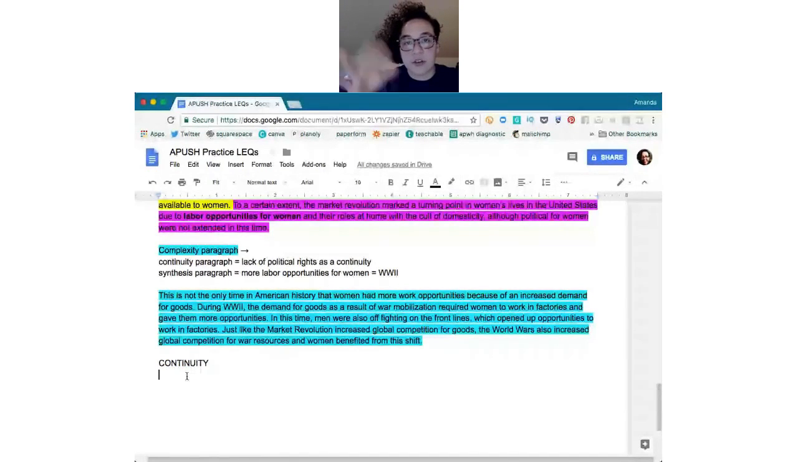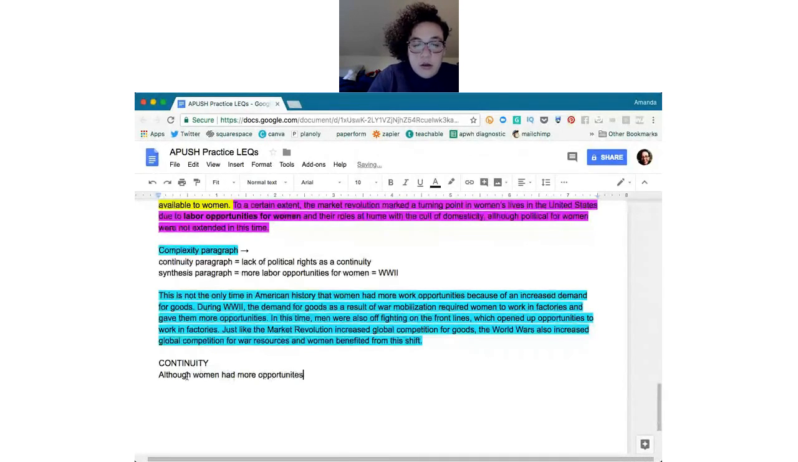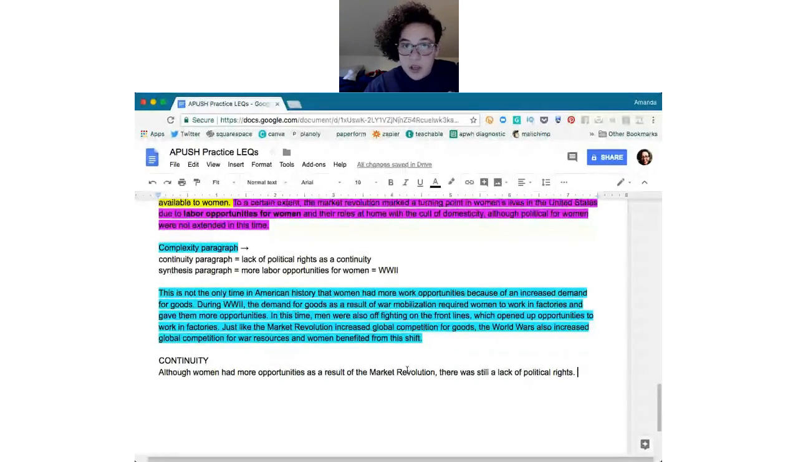So if you were to do a continuity paragraph, you might just start it as your counter argument. So it's just like, although women had more opportunities as a result of the market revolution, there was still a lack of political rights. And then you give some evidence, right? I'm not going to write it all right now just for time, but in this paragraph you'd give some evidence. So maybe you'd say, no right to vote or to run for office. And then you would just talk about that.